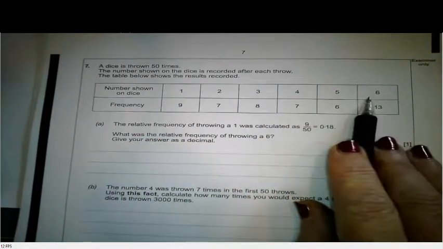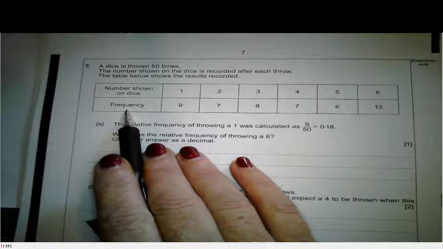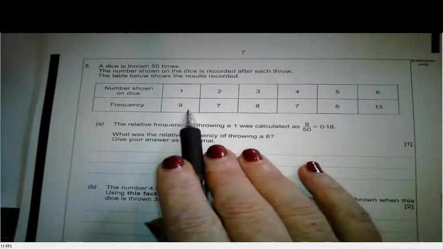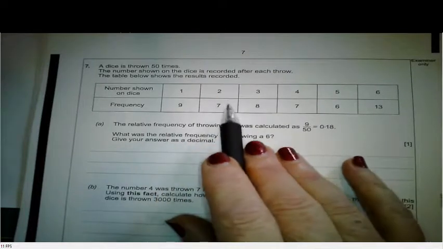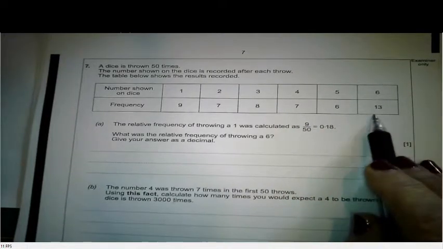So the first row of the table tells us the number on the dice, 1 to 6. The next row tells us the frequency, that means how many times that number was thrown out of 50 times, when the dice was thrown 50 times. So the number 1 was thrown 9 times, the number 2 was thrown 7 times, the number 3 was thrown 8 times, 4 was thrown 7 times, 5 was thrown 6 times, and 6 was thrown 13 times.